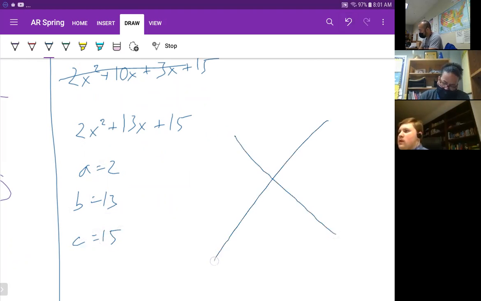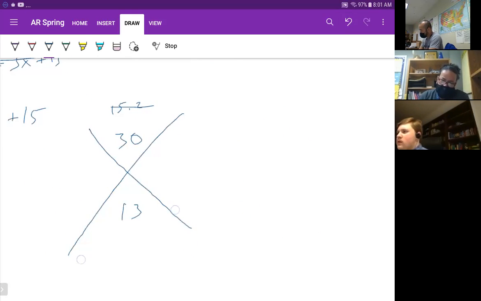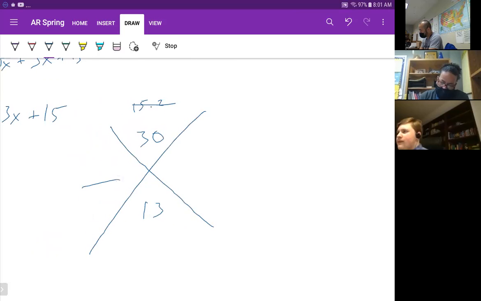Here we go. So up here it's going to be 15 times 2 is 30. And then down here it's going to be 13. So I need factors of 30 that add up to 13. Oh, and also over here is going to be divided by 2. All right, yeah, 2.